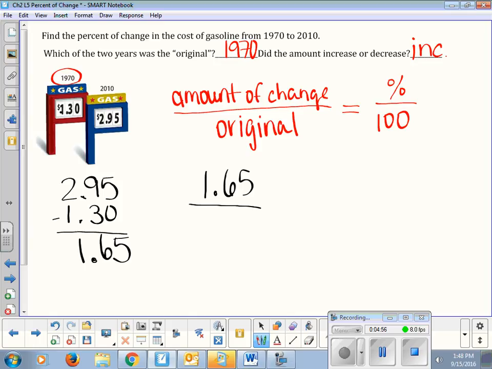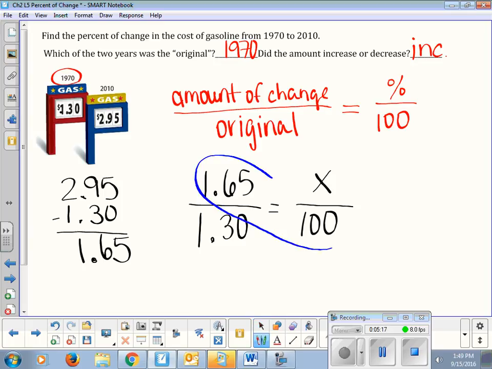What was our original amount? $1.30, and we're going to set that equal to, do we know the percent? No, so we're going to do x over 100. What two numbers do we know how to multiply? $1.65 times 100. And what do you get when you multiply those? 165. And we have to divide by our leftover number, which is $1.30.